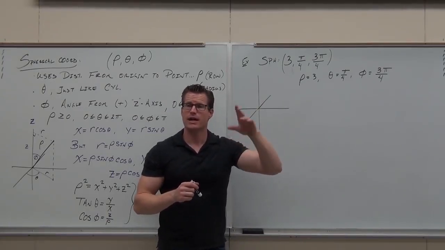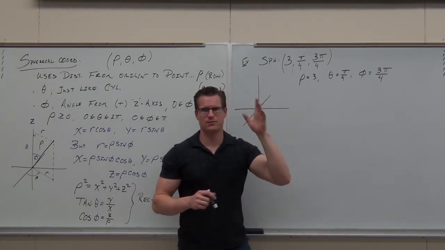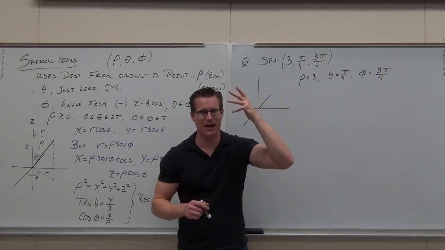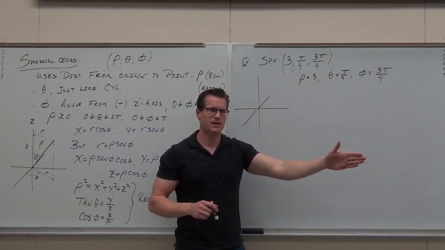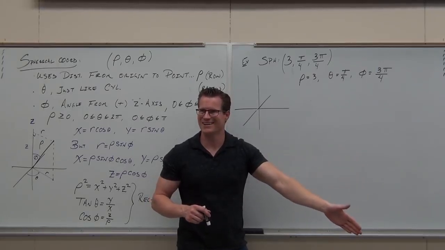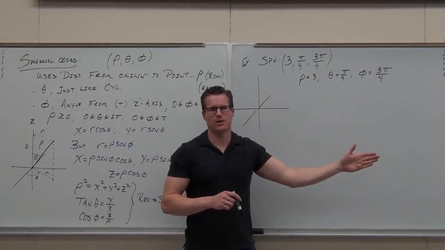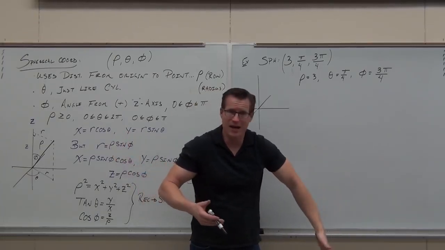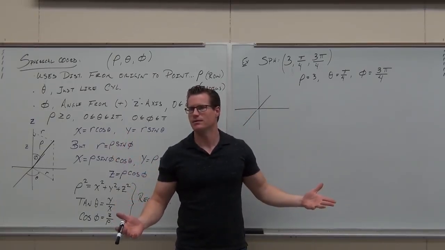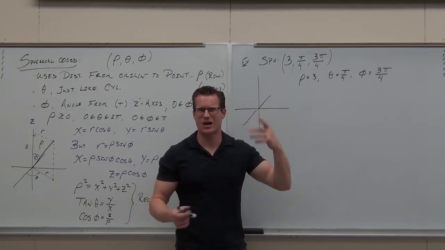I guarantee you, visualize this in your head: any phi value past pi over 2 is going to give you a negative z. Do you guys see that? At pi over 2, you're on the xy plane. Past that, negative z. Before that, positive z. Past pi, you can't. Does it make sense to you? Visualizing it helps a lot.